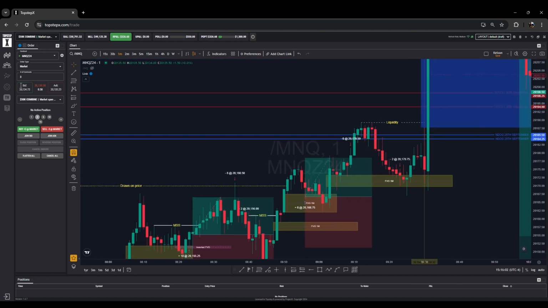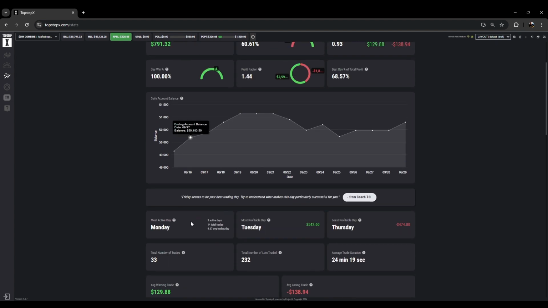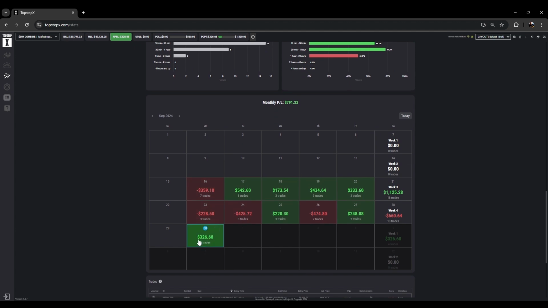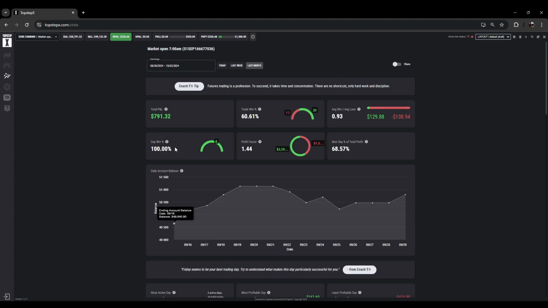So guys, I'm going to show you the account. I took 2 trades today. It shows 4 trades, but as I told you guys, I took partials 2 times on the 2 trades, and the total amount of profit is $326 so far for the week. I have a net profit on the 50K account of $791.32.